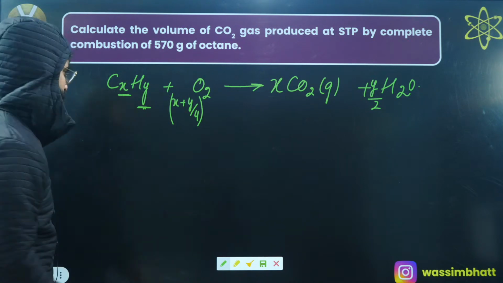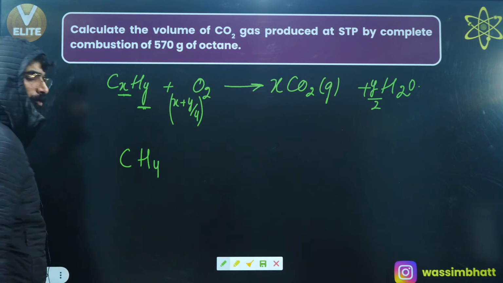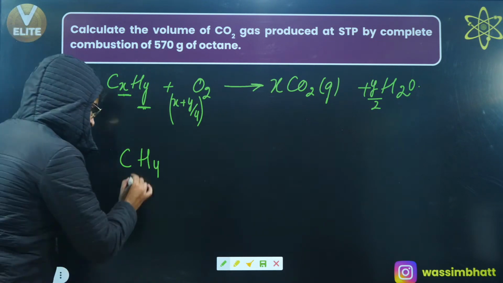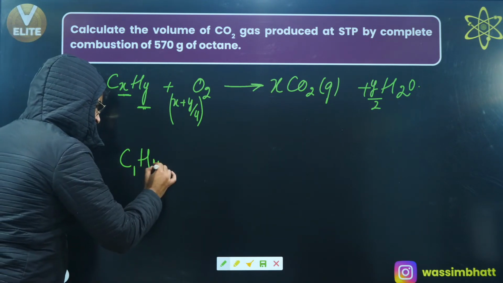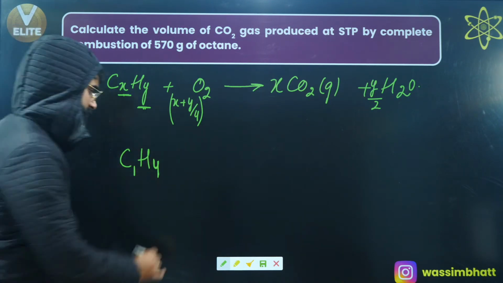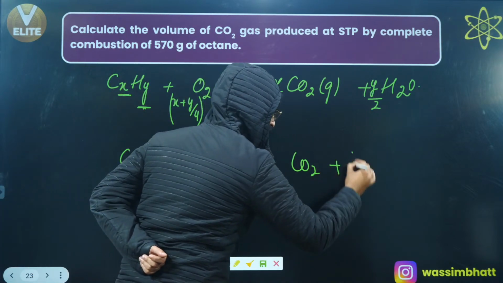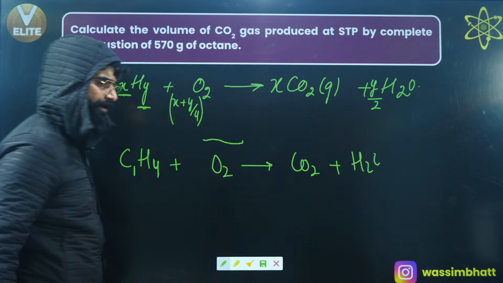Okay. For example, I've got the hydrocarbon CH4. So what is the value of X? That's 1. What is the value of Y? That is 4. I'm making it react with oxygen. It will first of all lead to the formation of carbon dioxide, and with this you'll be writing water. Correct? What is the value of X?